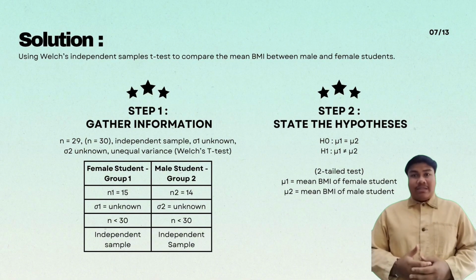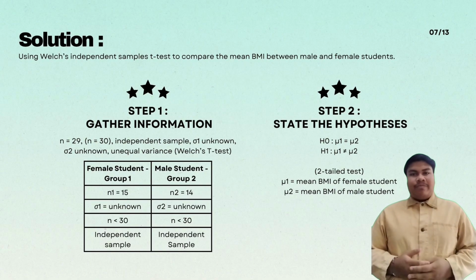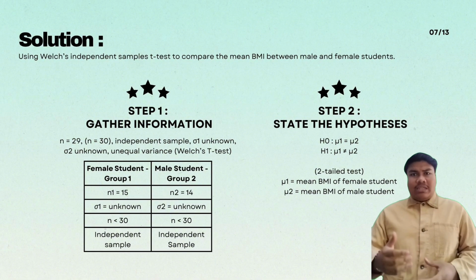Today I will present the solution for this hypothesis testing question using Welch's t-test. First, we identify all the information given in the question. The sample size for female students, n1, is 15 and the sample size for male students, n2, is 14. The population variance for both groups is unknown. The samples are also independent. Since the population variances are unknown and not assumed equal, Welch's t-test is used.